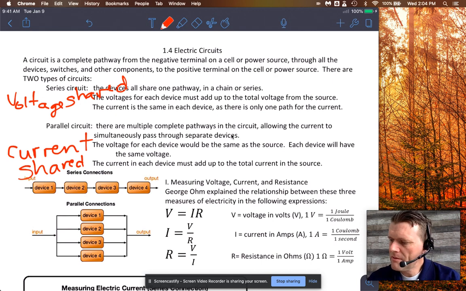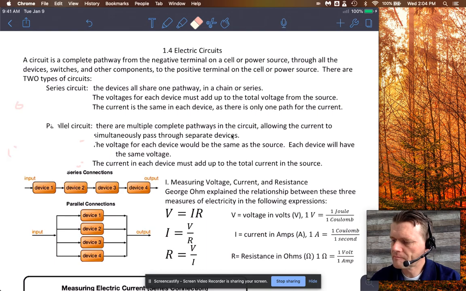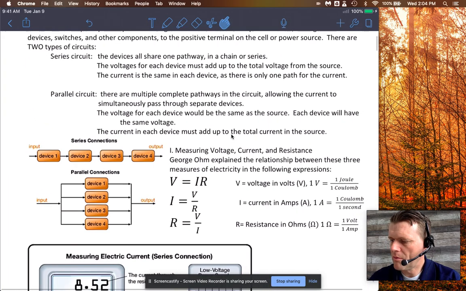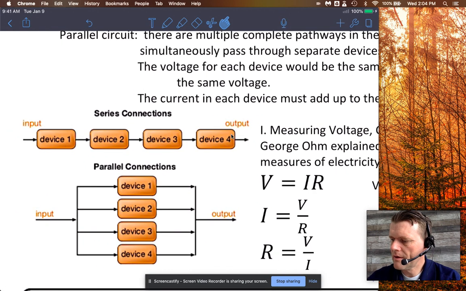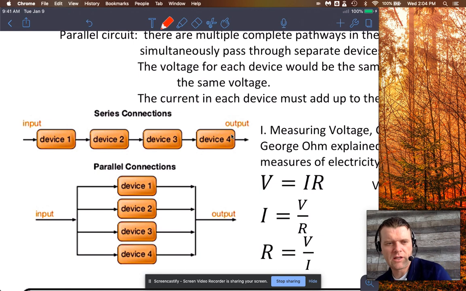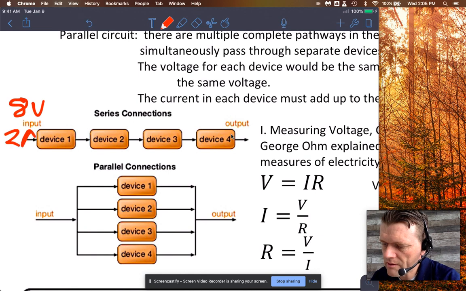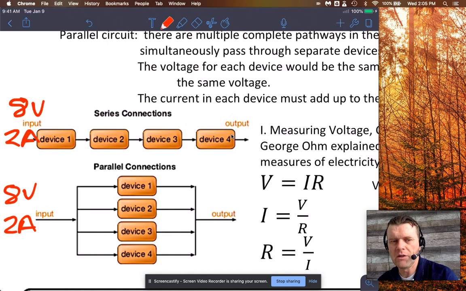So just to maybe highlight that for you, I've got a picture of both. And we'll just make up some numbers here just to make a quick point. You can see the series is pretty obvious, and the parallel, the way we draw it, looks just like that. So there's multiple pathways. We could say for both of these circuits that we had 8 volts of available voltage and say 2 amps of current. That's our input, if you will. That's how much is coming in.